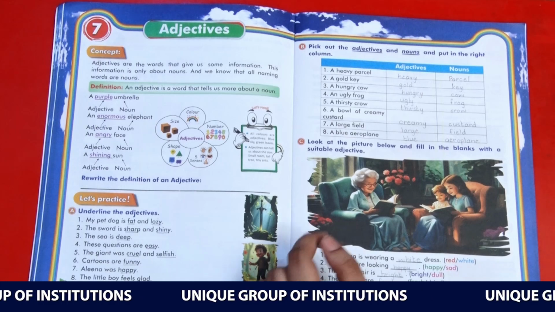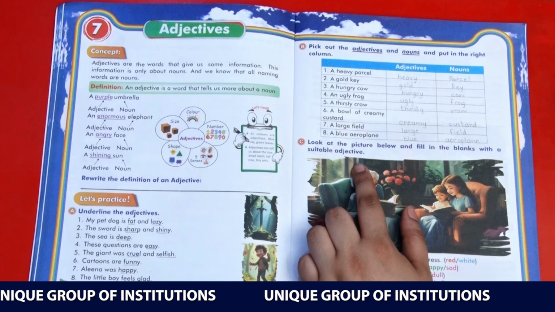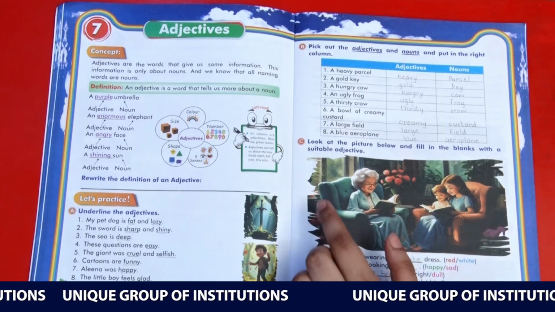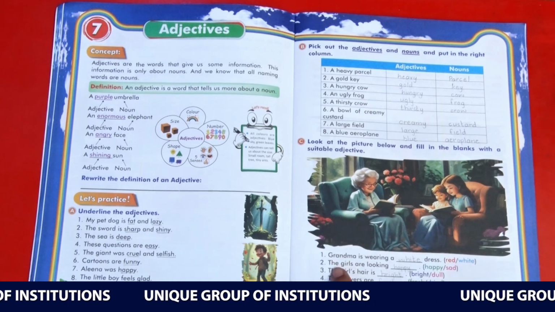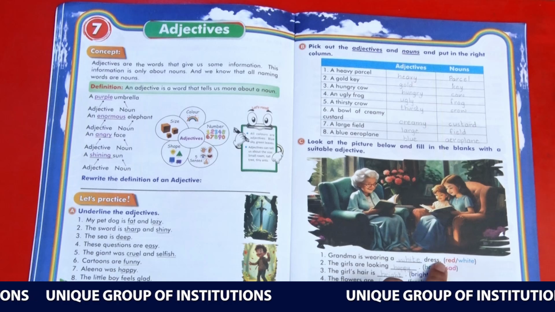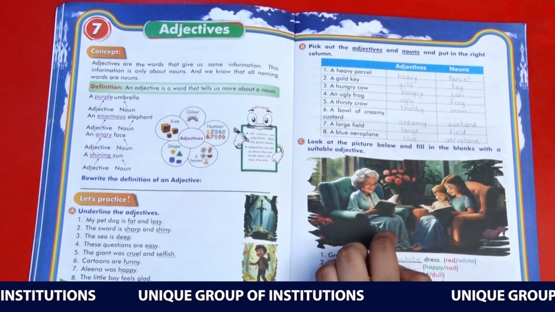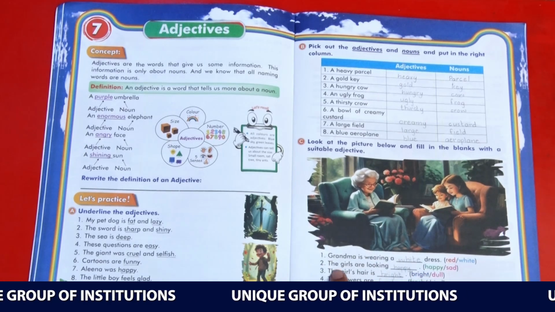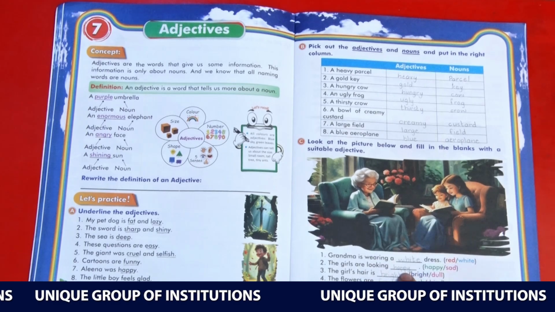Again, let's move to the next task. Look at the picture below and fill in the blanks with a suitable adjective. We are given a picture here and we need to find out what the picture is telling about the given nouns. Grandma is wearing a dash dress. We are given two options, red and white, and we are unable to find red here, so it means that the dress is white. The girls are looking dash, happy or sad. The girls here are happy, so we'll write happy here.